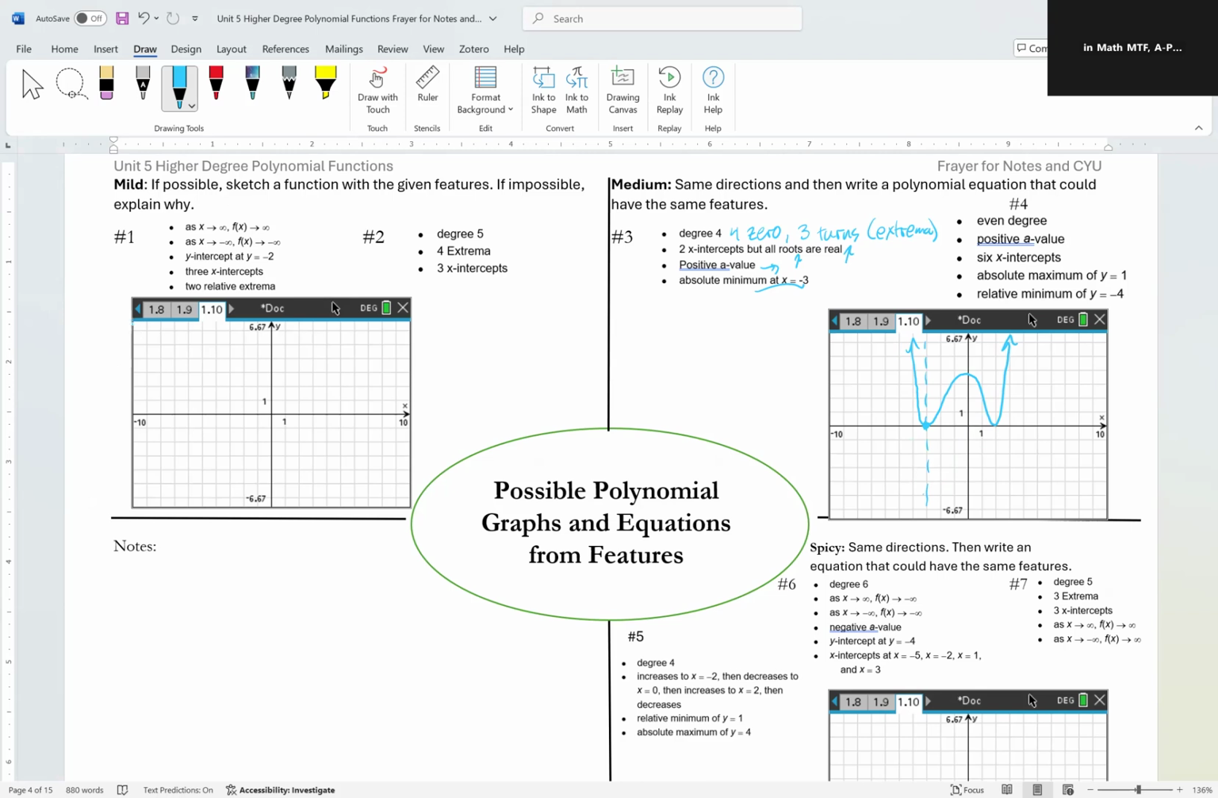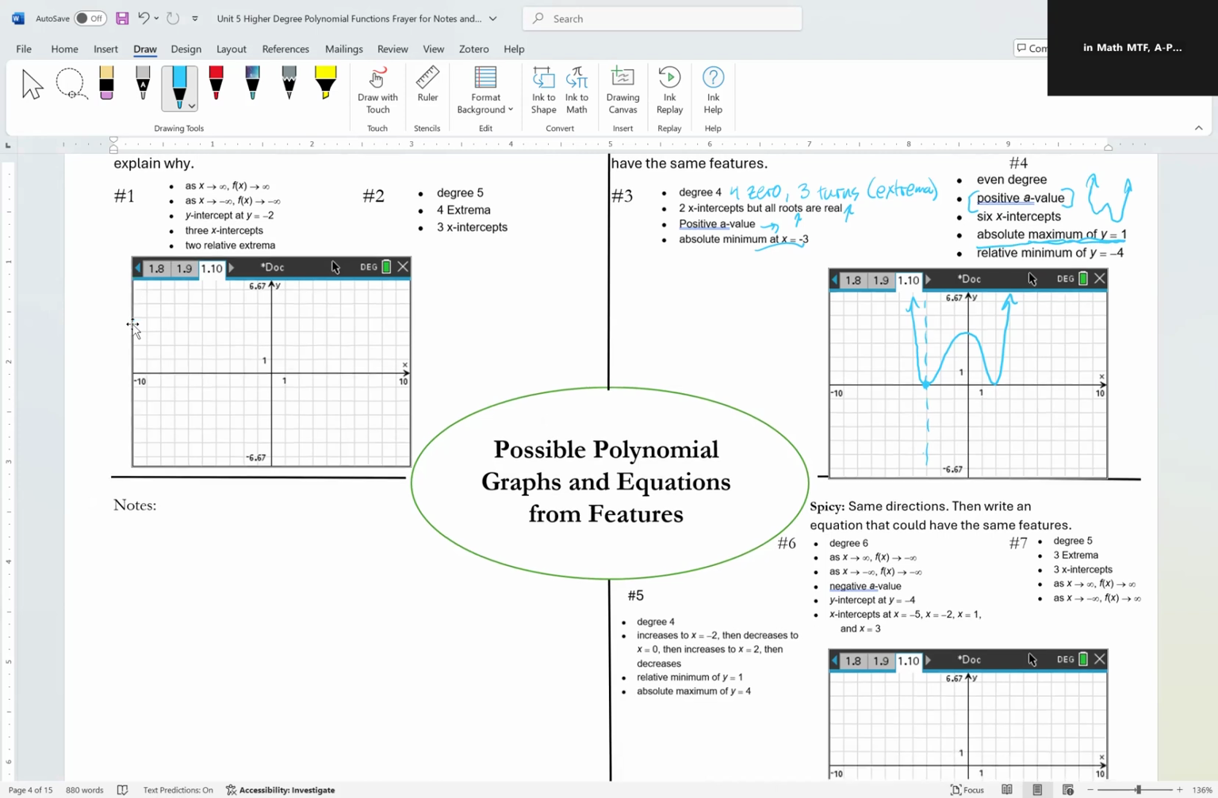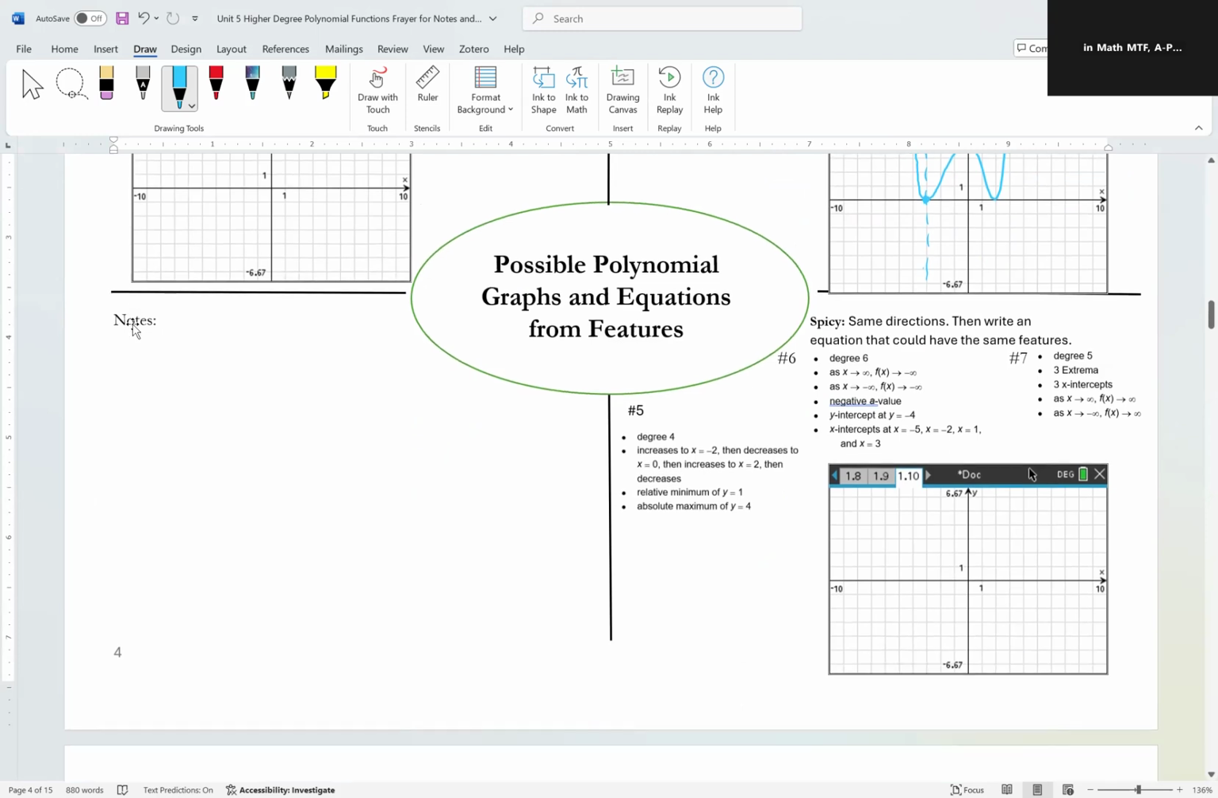The issue with number 4 is if we have a positive a value, then it has to have an absolute minimum because it's going up, but we have an absolute maximum allegedly. So those two things are contradictory. That cannot work. So that's why number 4 is impossible if you look on the next page.